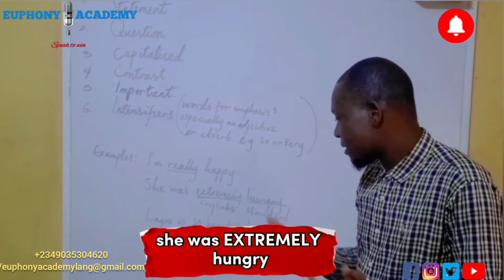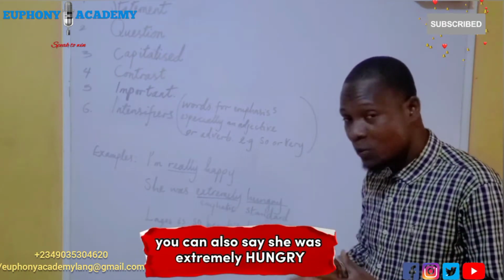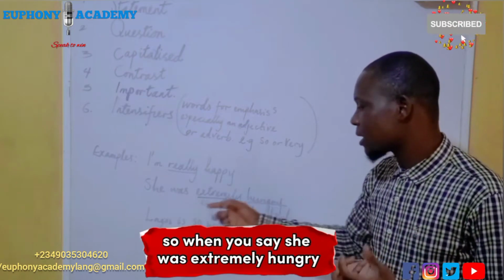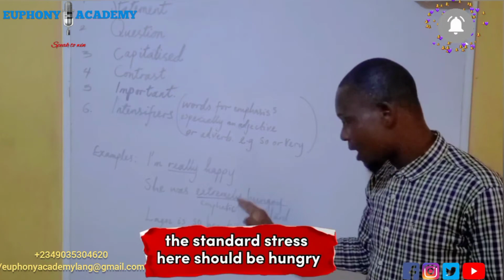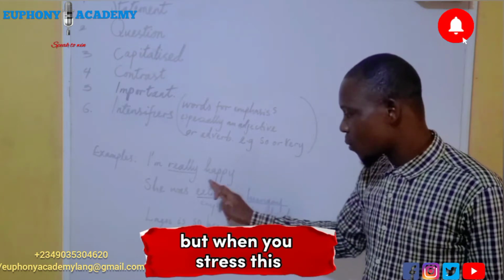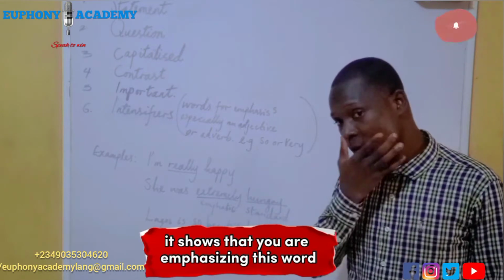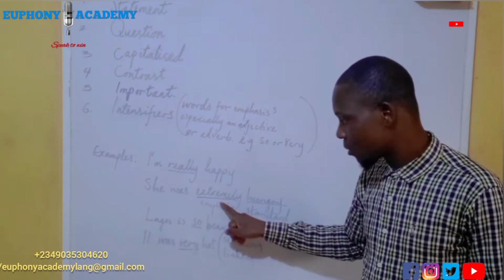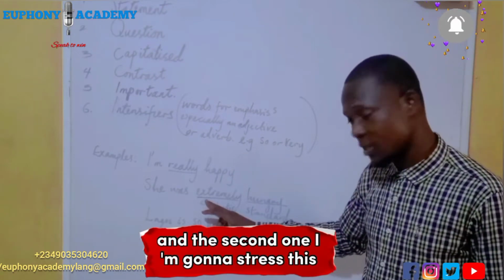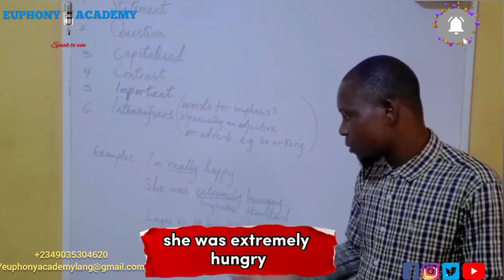She was extremely hungry. You can also say she was extremely hungry. So when you say she was extremely hungry, the standard stress here is on she and hungry. But when you stress this word, it shows that you are emphasizing this word. Right? Listen to that again. The first one, I'm going to stress this one. And the second one, I'm going to stress this. She was extremely hungry.